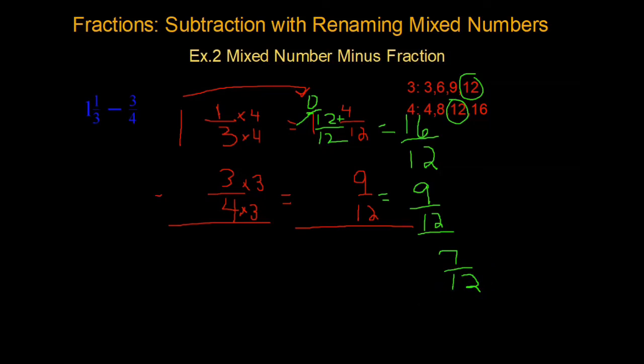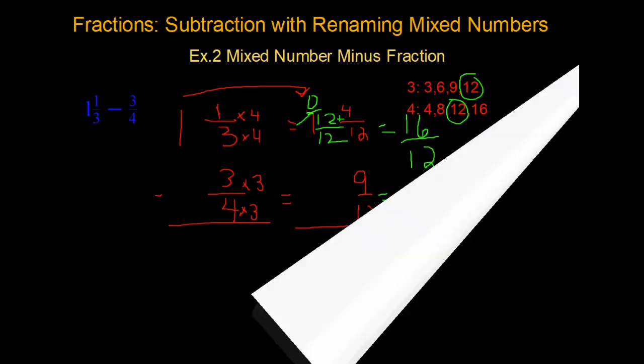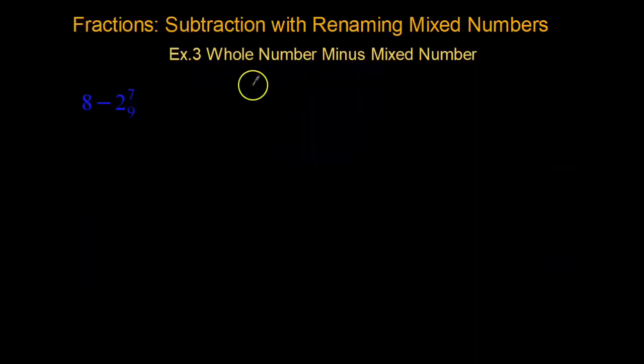One more example that we need to take a look at. Sometimes you're going to have a whole number minus a mixed number. This is going to be a little different from the other two. So we still want to line them up. We want to stack them. 8 minus 2 and 7 over 9.